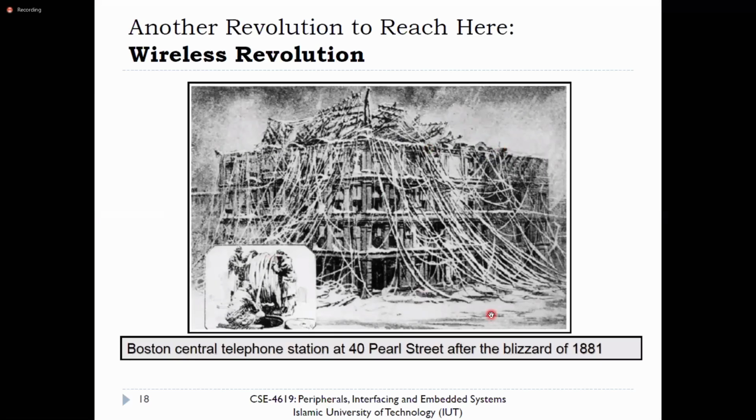This is just a comparative scenario: in earlier days, the Boston Central Telephone Station, after one blizzard in 1881, was totally surrounded by different sorts of wires, because most of the connectivity wires connected to a single point. But the wireless revolution has made our life easier. Nowadays, in our daily life we can avoid the wires. So this also has a huge impact on the revolution towards embedded devices.